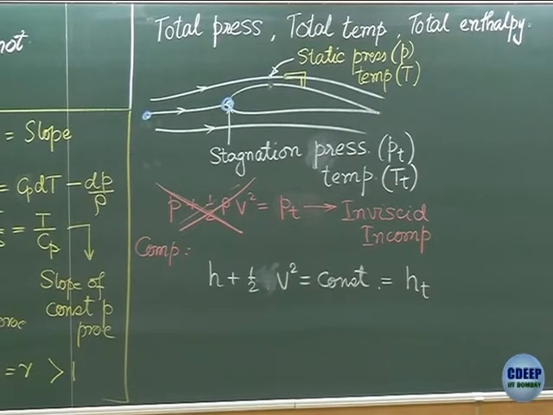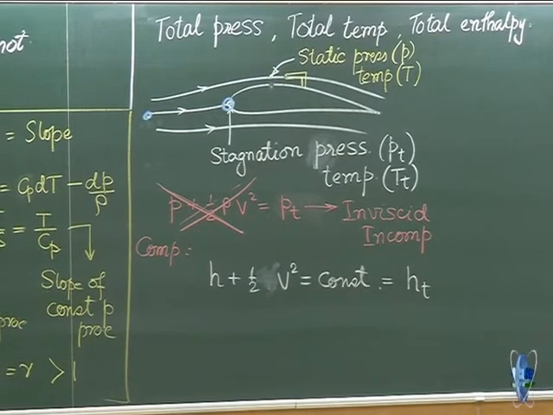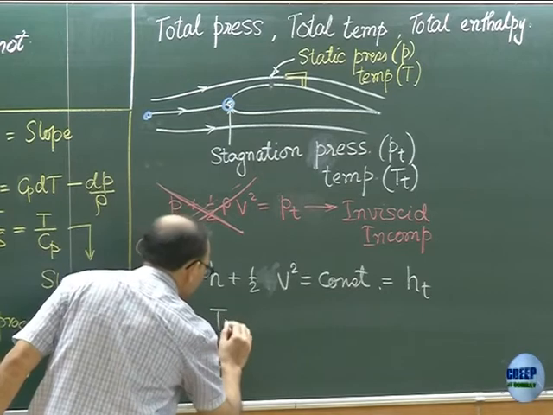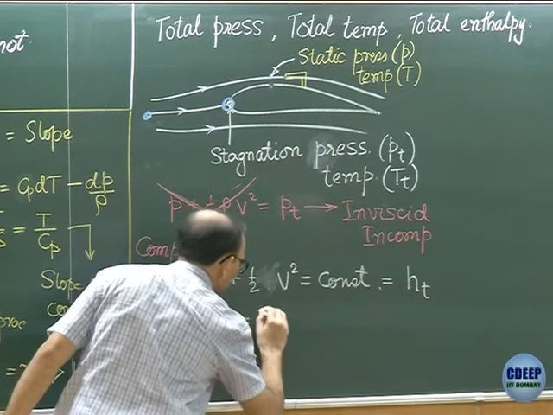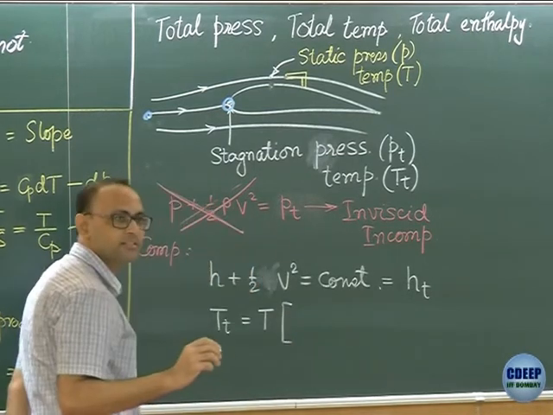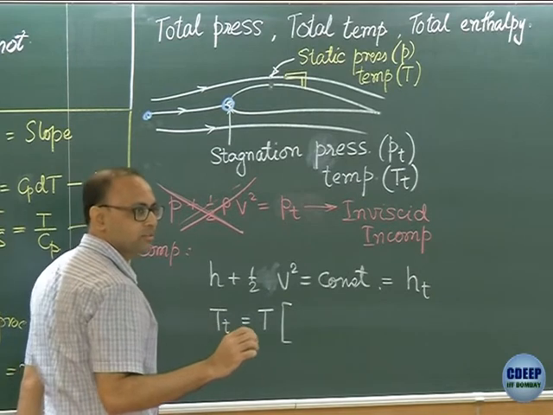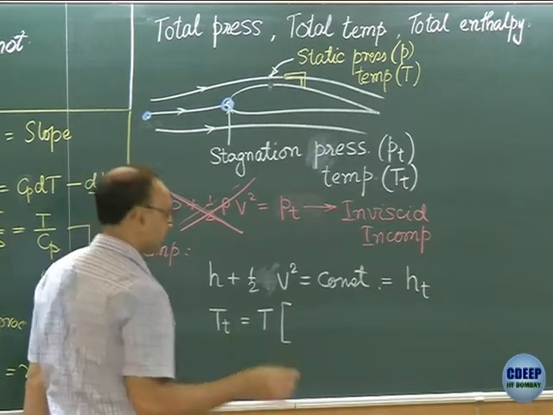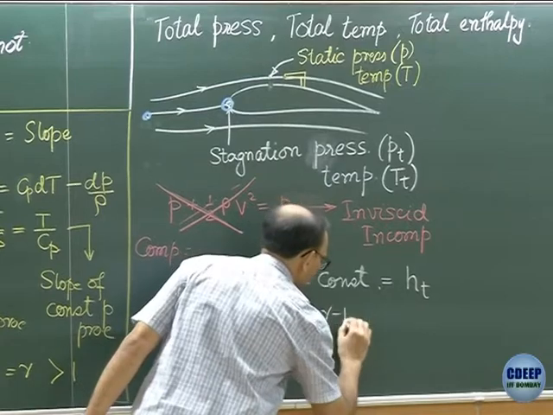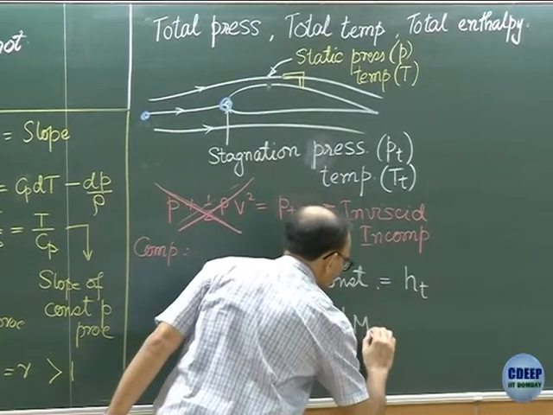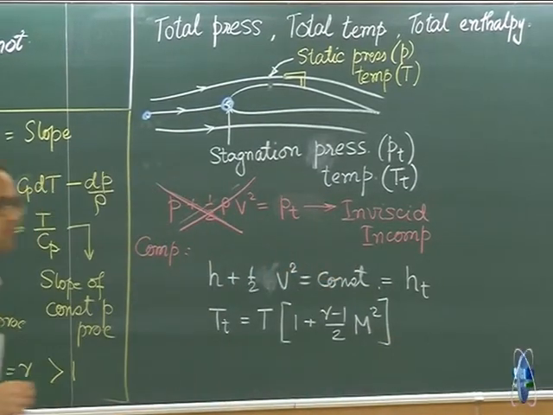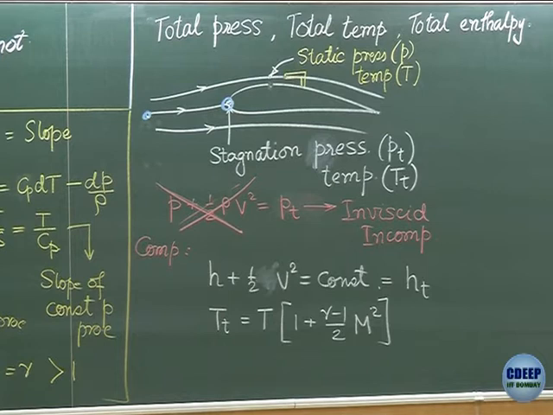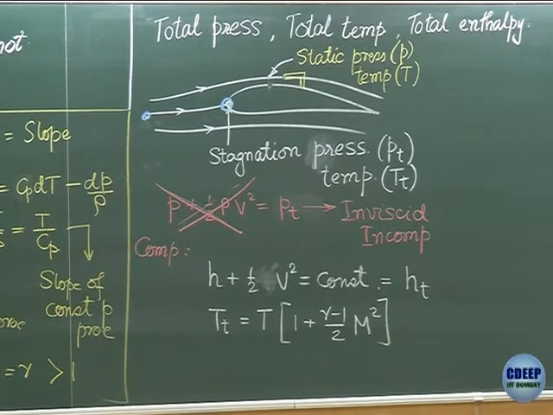Then we say everything is a perfect gas, so we quickly modify this to temperature. And what do we have? We get this equation. Has anybody seen this equation? It's a very popular equation. Maybe you have seen it. Total temperature is static temperature times 1 plus gamma minus 1 by 2 M squared, Mach number squared.